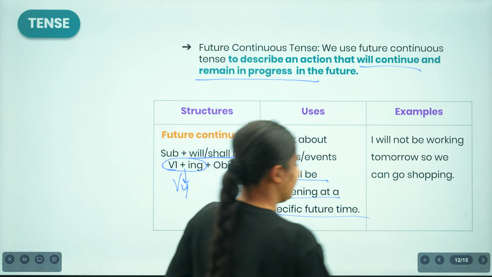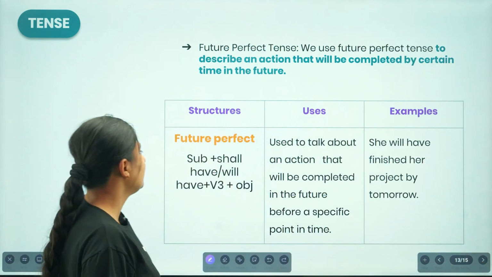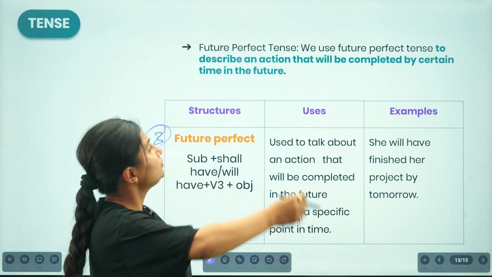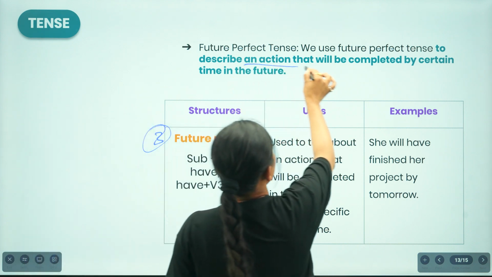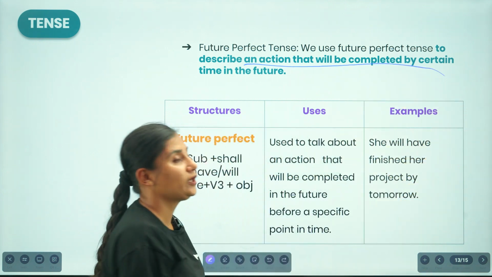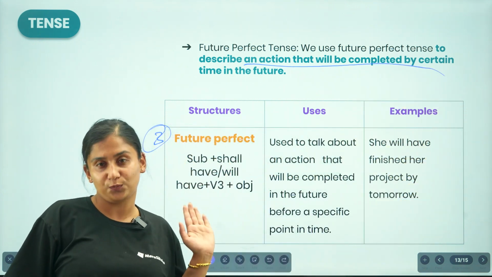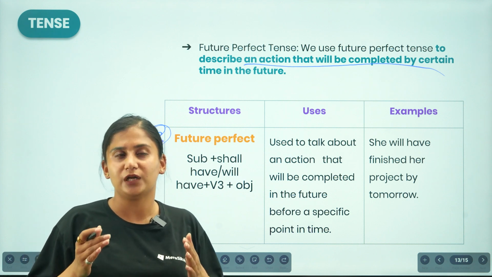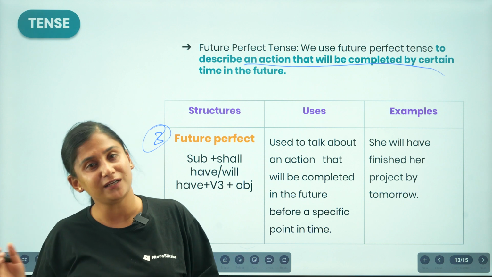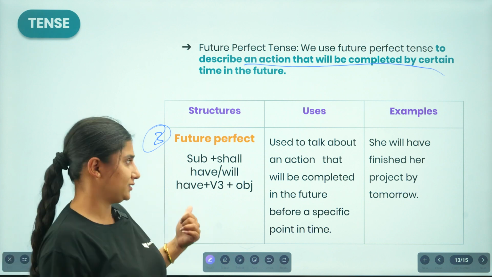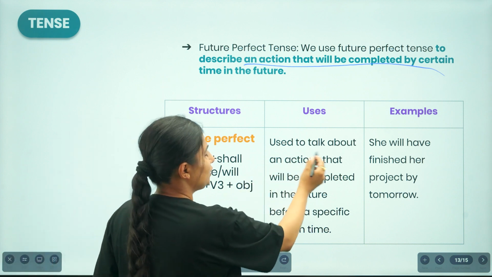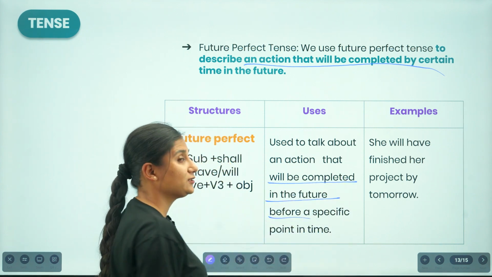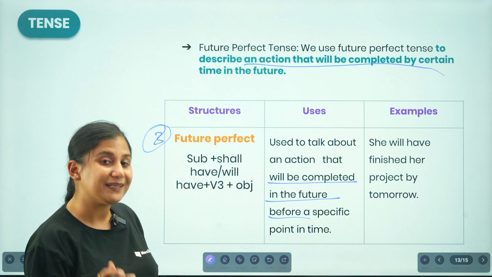Okay, let us move to another one. Another subtype is future perfect tense. So when do we use future perfect tense then? We use future perfect tense to describe an action that will be completed by a certain time in the future. Whenever we are to talk about an action that will be completed in a shortened period of time in the future, use this particular tense. So here we talk about an action that will be completed in the future before a specific period of time, that will be completed but in future.